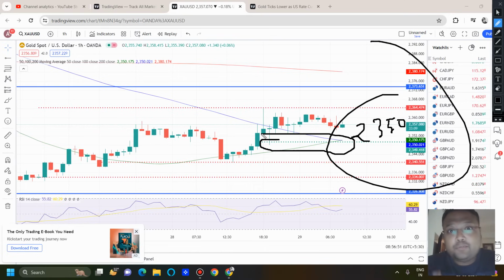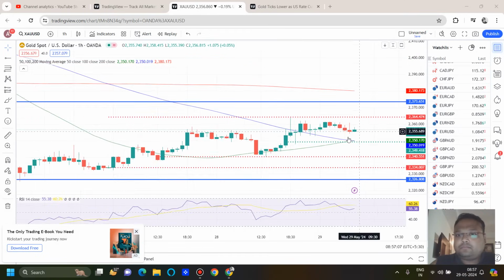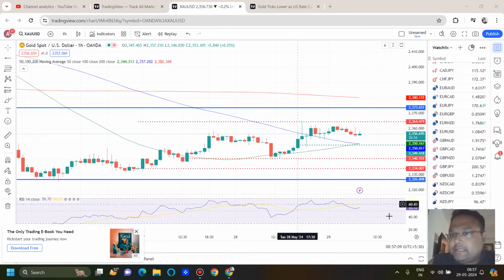If you're a swing trader, positional trader, no, these are not the levels for you. If you're a swing trader, still you can look for a sell below 2325. If you're a positional trader, you need to wait for the market to bounce because gold is fundamentally bullish, so you need to be on the buy side. Hopefully you understood these levels here.